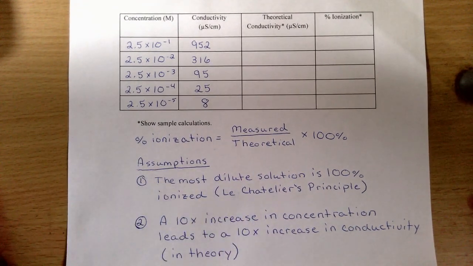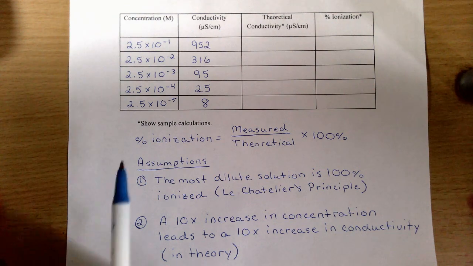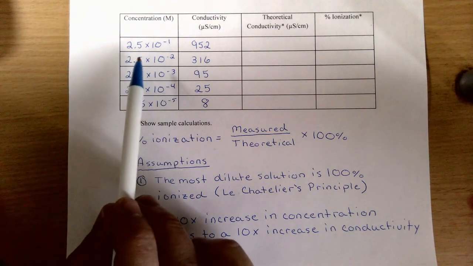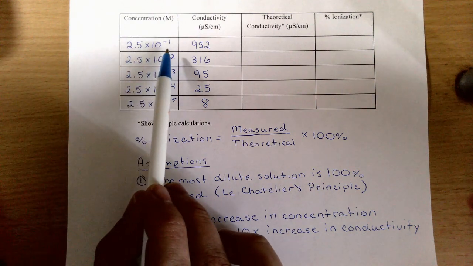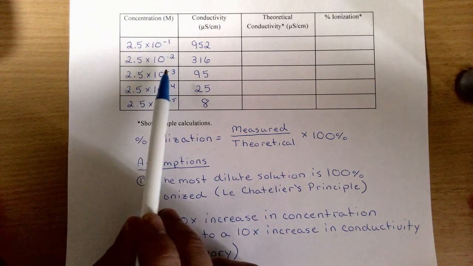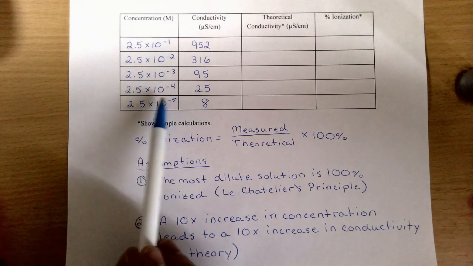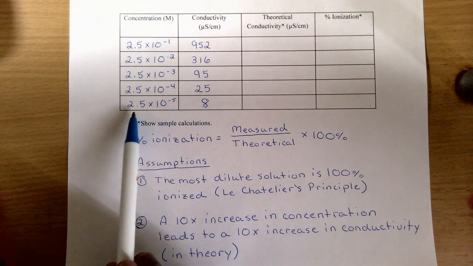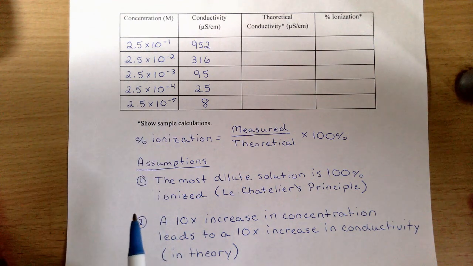The first thing I did was go ahead and fill in all the values that have already been given to us. So if you look at the initial PDF, you can see that for the acetic acid, the weak electrolyte, we first prepared a 2.5 times 10 to the negative 1 molar, then 10 to the negative 2 molar, 2.5 times 10 to the negative 3 molar, 2.5 times 10 to the negative 4, and 2.5 times 10 to the negative 5 molar solutions. Okay.